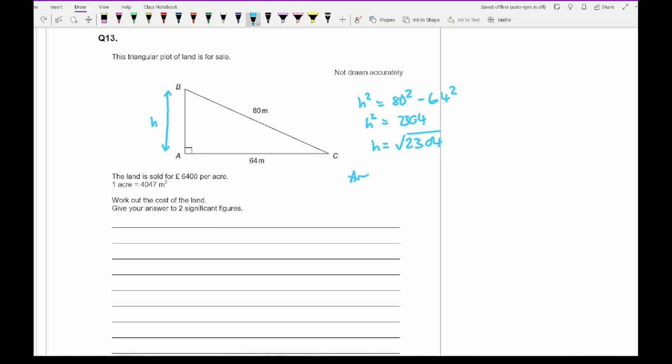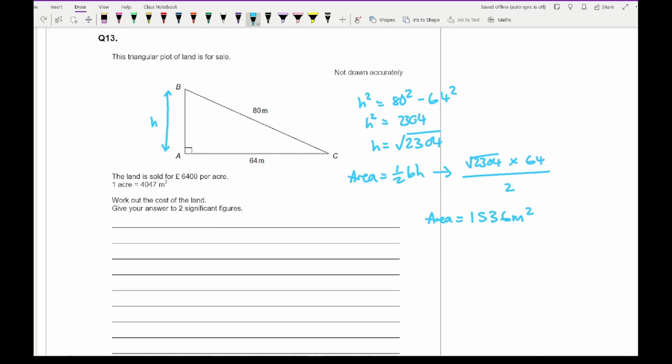So I'm working out the area, and that's going to be using half base times height. So that's going to be root 2304 multiplied by 64, all divided by 2. Now just make sure that when you are doing the square root, that only the 2304 is under the square root, not the 64. So then if I then type that all into my calculator, times 64 divided by 2, it gives me an answer of 1536, and that's in meters squared.